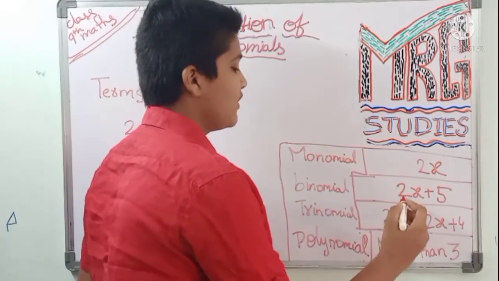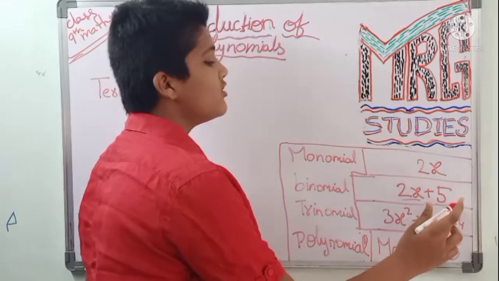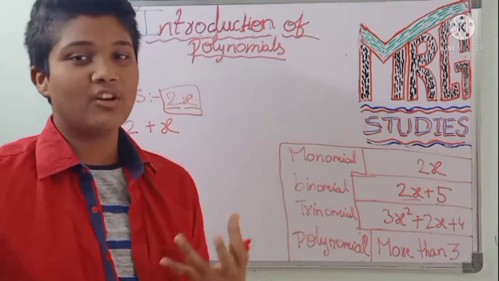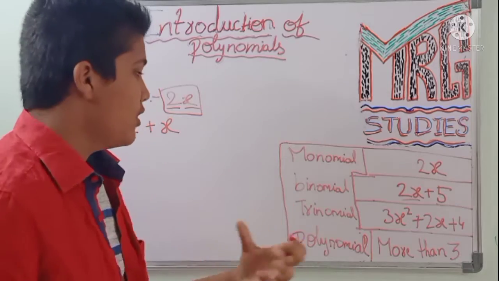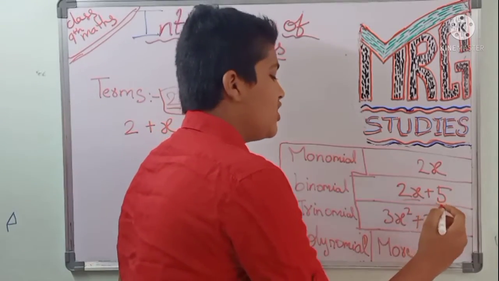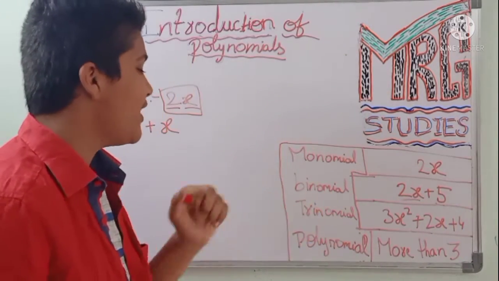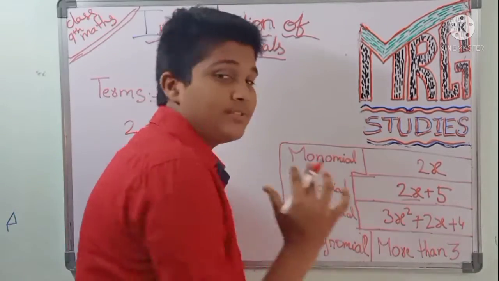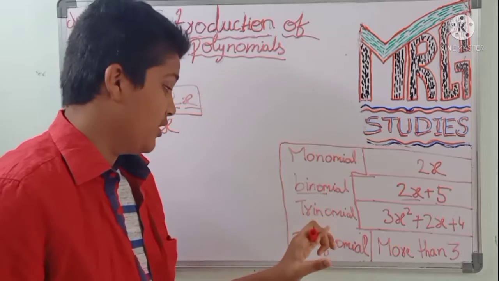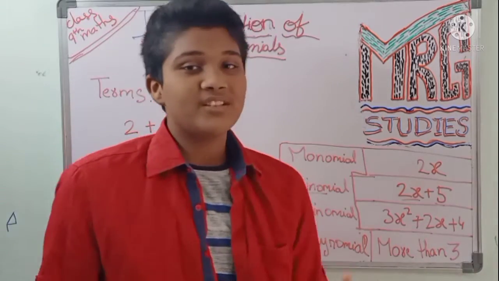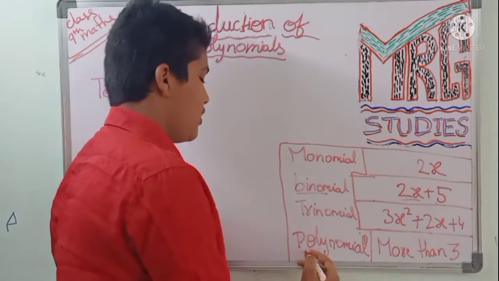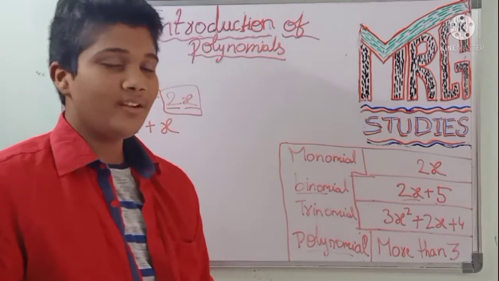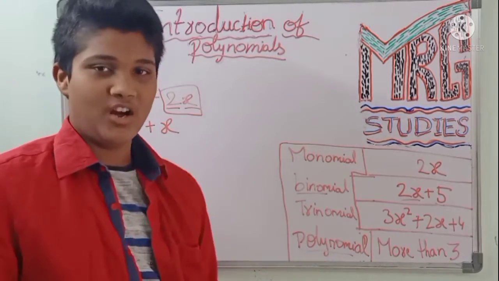When there are two terms, it is called a binomial. Pi is also a term, without any variable. So 2x and pi are both terms. If there are three terms, it is called a trinomial. If there are more than three terms, it is called a polynomial.